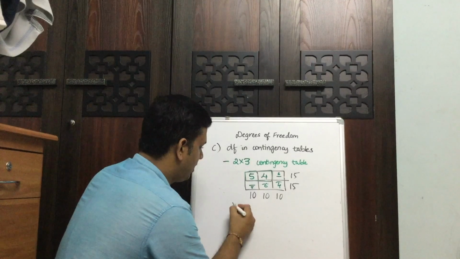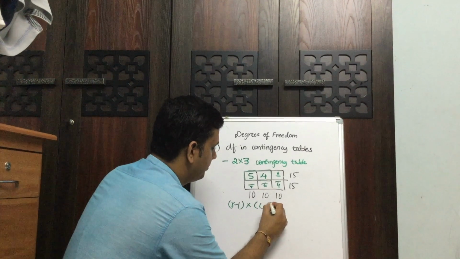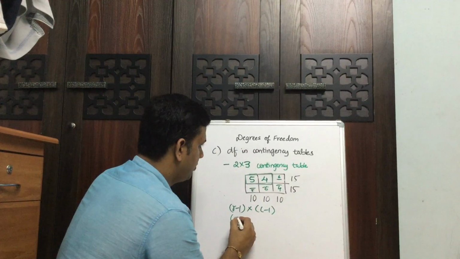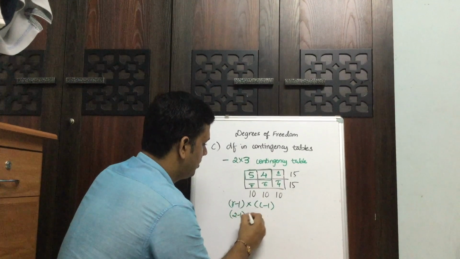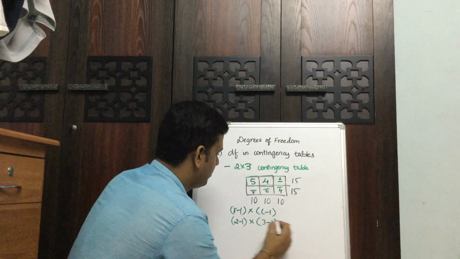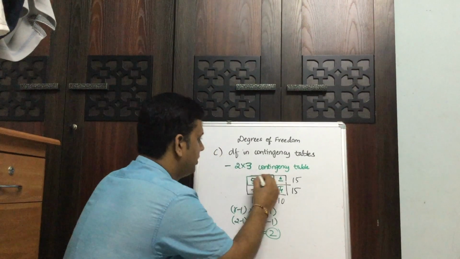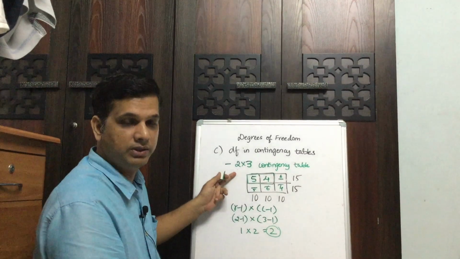Again the same formula, r minus 1 into c minus 1. There are 2 rows, there are 3 columns. So it is 1 into 2. So 2 degrees of freedom in the case of a 2 by 3 contingency table.